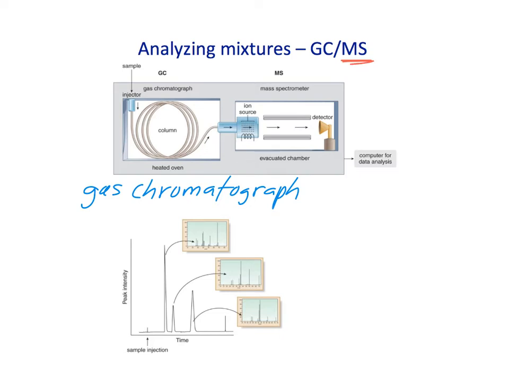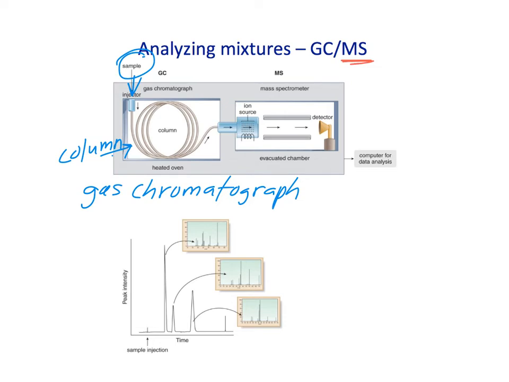For gas chromatography, what we have is this coil up here. This is the column. These columns can either be the size of your finger, or they can be little capillary tubes. Usually the capillary tube is coated with a liquid on the inside. When we inject the sample into here, we heat up the sample. In order to do GC, the molecule has to be able to be vaporized.